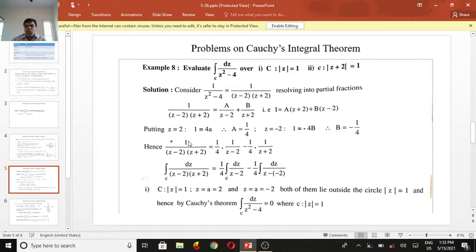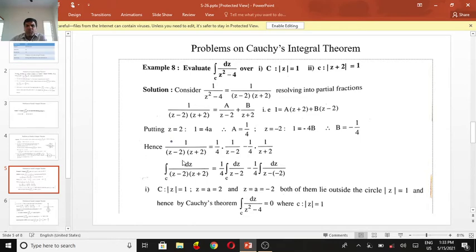I'm substituting 1 by z minus 2 into z plus 2, which is equal to 1 by 4. If you replace a, we get the value of a as 1 by 4 into 1 divided by z minus 2. The b value is minus 1 by 4 into 1 by z plus 2. So that is how we come to the problem.